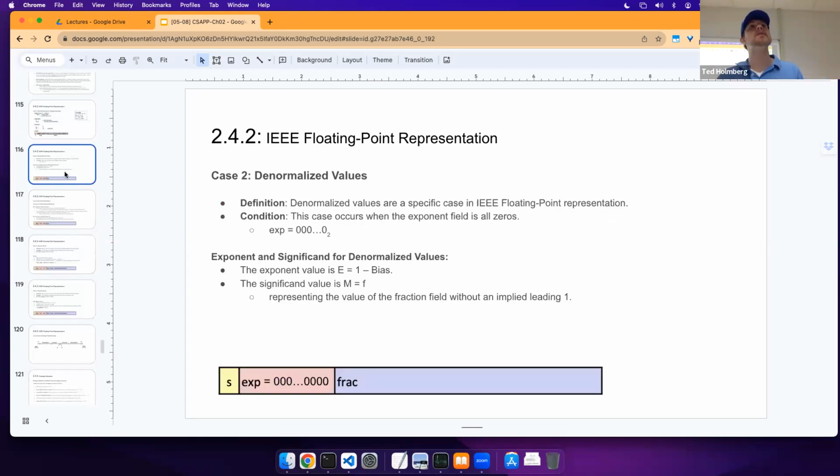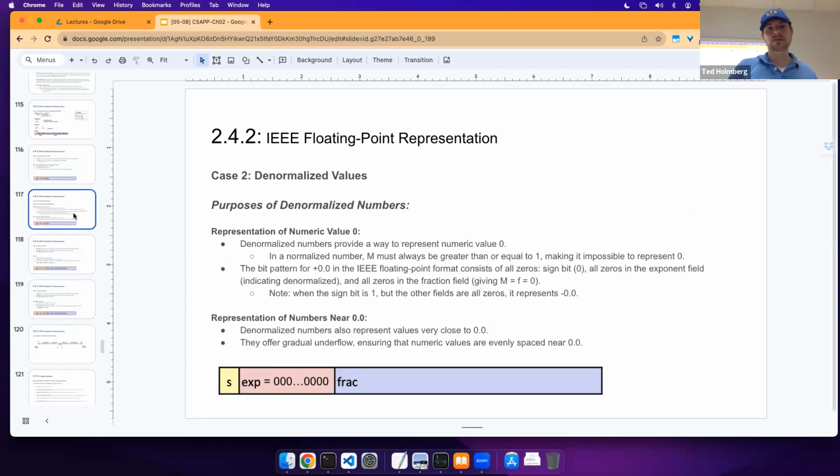Okay, let's talk about some of the other cases though. So we said the normalized case. Let's talk about the denormalized values. That's going to be our case 2. Our denormalized case is going to be these instances where our exponent field is all zeros. When that's the case, that's how we're going to represent our numeric value of 0, because if all of our fractional values are 0, and our exponent field is 0, then that's a 0, like what we would expect it to be.